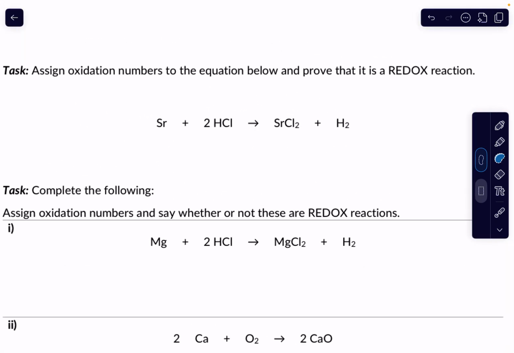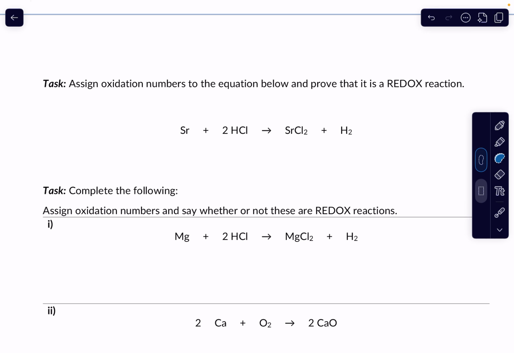So assign oxidation numbers to the question. So the questions come up, you're in your exam hall, they give you this. Oh my God, what is Sr? What is HCl? What is going on with my life? I don't know what to do. I don't know where to start. So let's start by identifying the things that we do know.